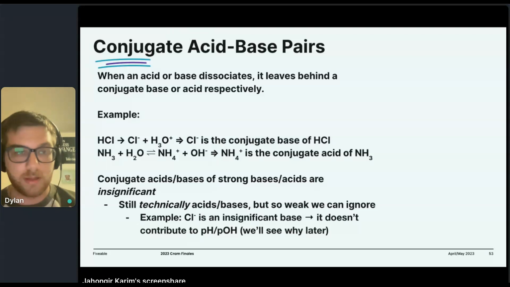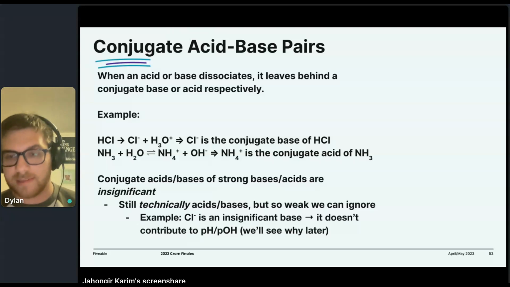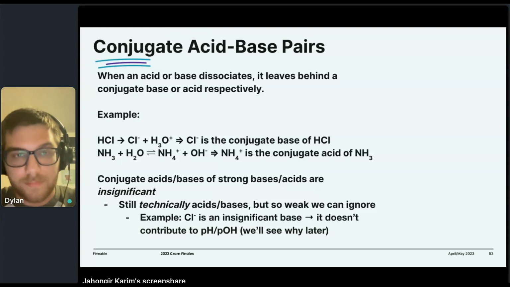However, when we have something like ammonium, which has a significant concentration in the solution, it's a significant acid because NH3 is a weak base. And we'll do some math to understand why that is a bit later and do more quantitative work on that.